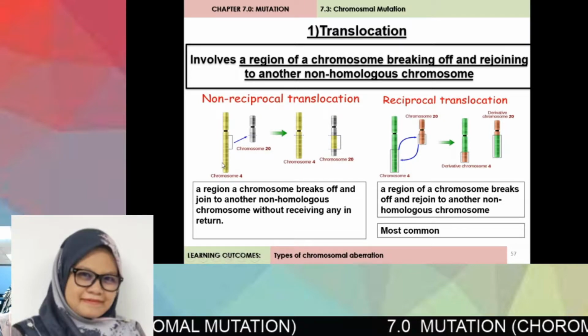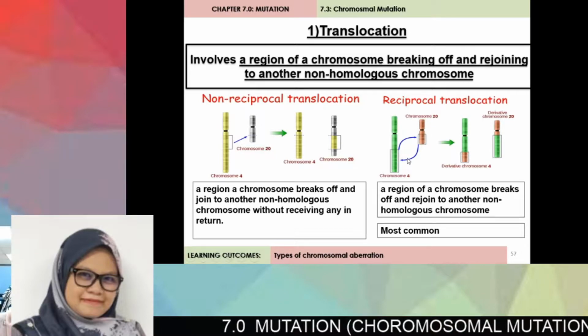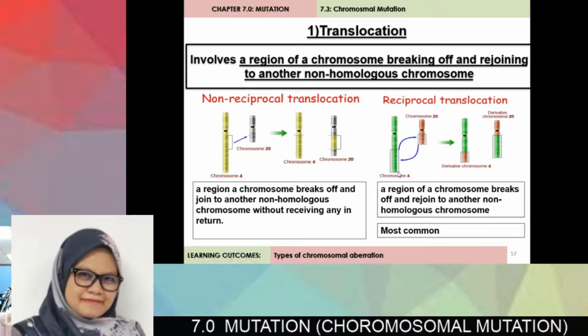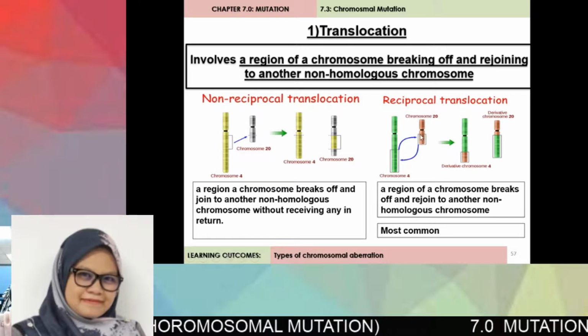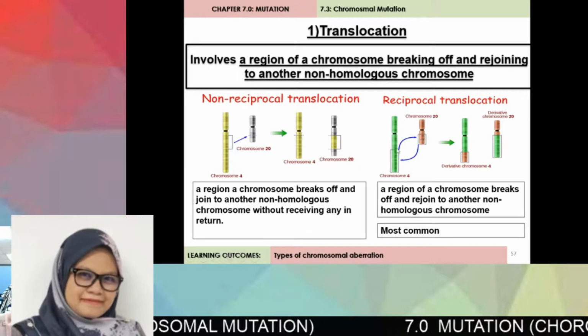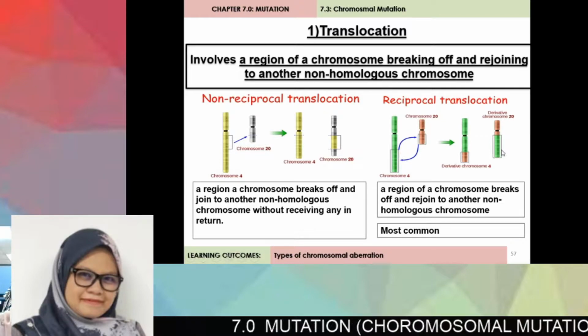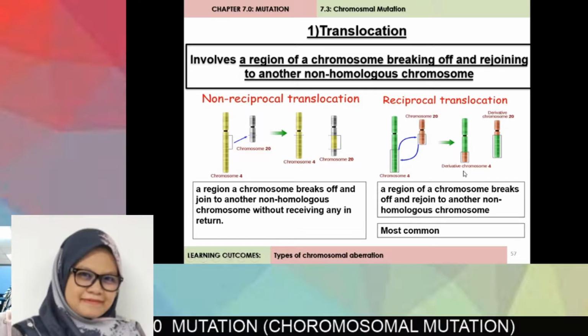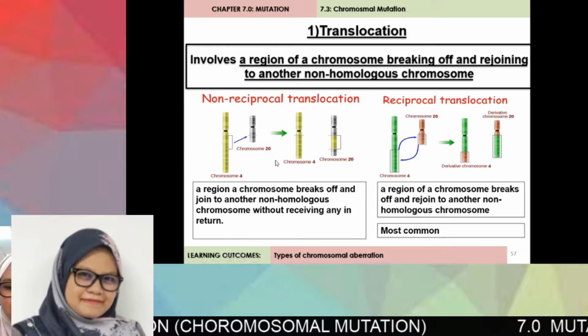Okay, compared to reciprocal translocation, the segment of chromosome from the green chromosome breaks and the segment joins to the red chromosome. But then the segment in the red chromosome also breaks and the segment will join to the green chromosome. So here we can see that both non-homologous chromosomes receive a return from their broken segment. And this occurs most commonly compared to non-reciprocal translocation.